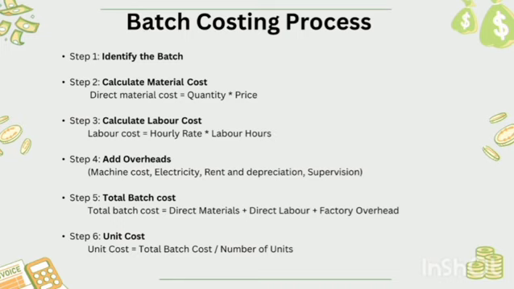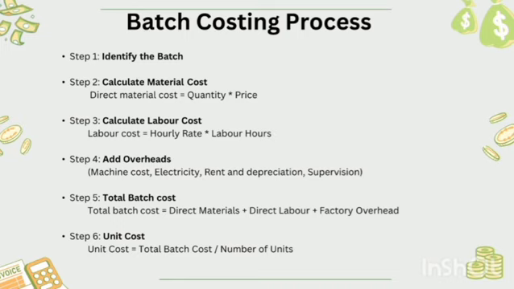Fourth step, add overhead. After that, factory overheads are applied to the batch. This includes machine hours, electricity, rent, depreciation, supervision cost, support staff cost, and other indirect expenses. The overhead is usually applied using a predetermined overhead rate.